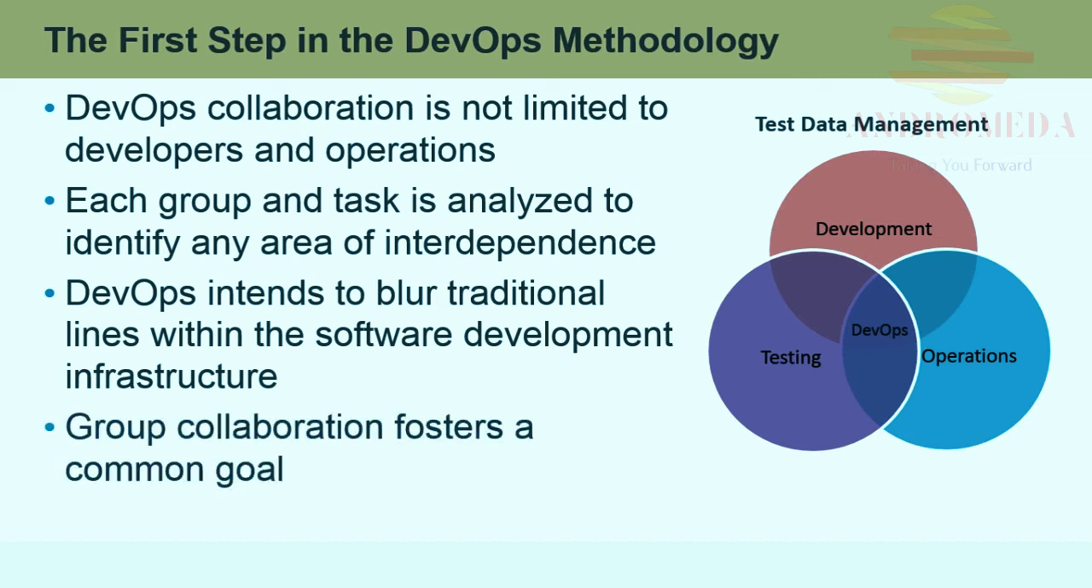To name a couple, developers will write better code, as they are now partners in the quality assurance process, and operations staff may spend more time on security patches as they discover network impact on the software development lifecycle.